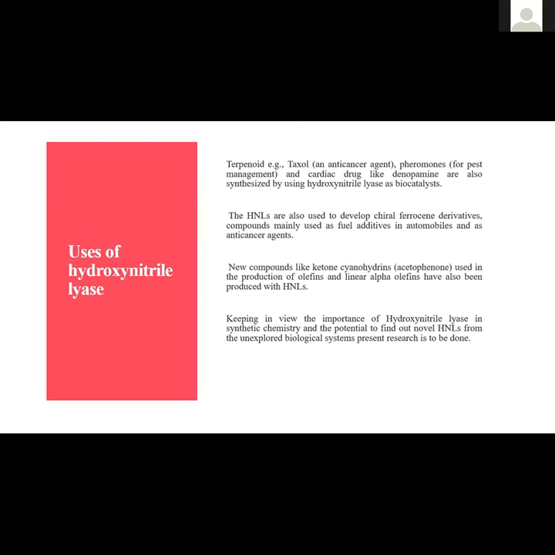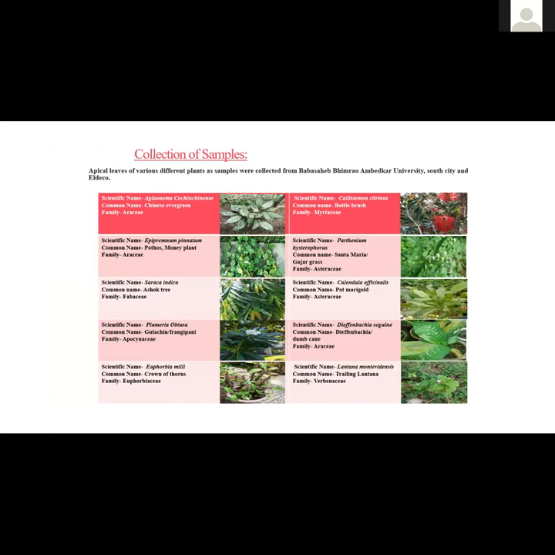It is also used as a chiral building block, and compounds like ketocyanohydrins are used in the production of olefins, and the linear alpha olefins have also been produced by this hydroxynitrilase. So this whole research is based on the purpose of finding new sources of hydroxynitrilase. The samples were collected from Baba Saheb Bhimrao Ambedkar University and the areas adjacent to it. These are the plants which have been tested for the prospecting. These are 52 in total.